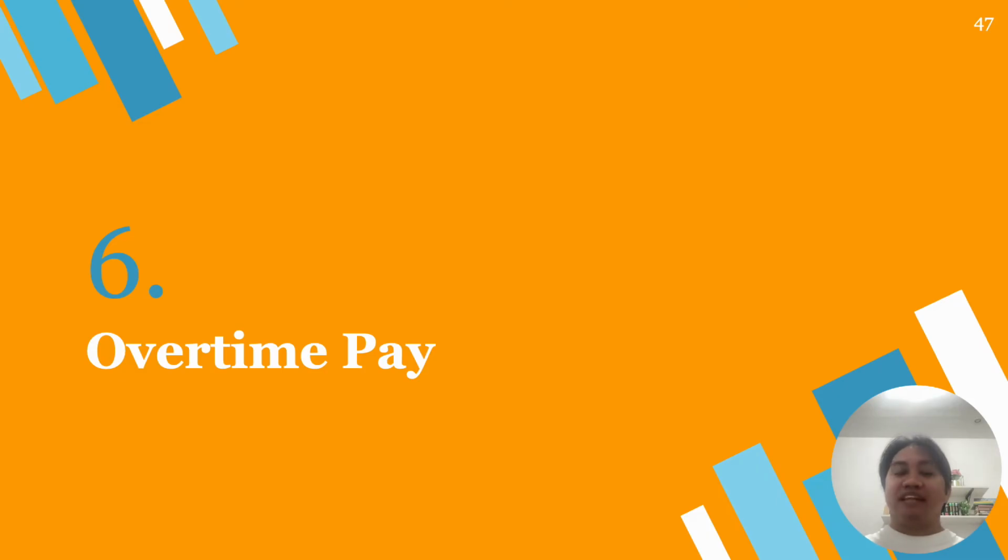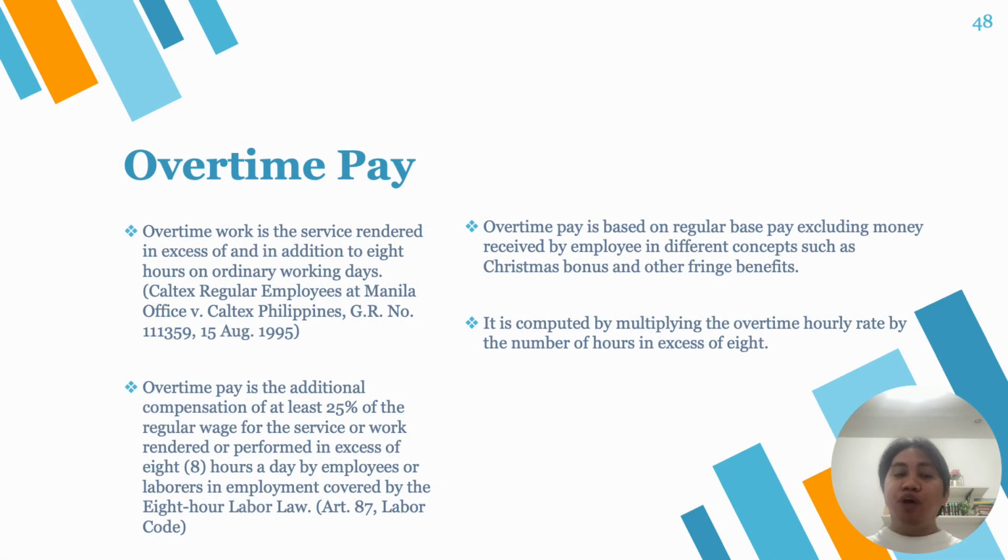Now, let's proceed to overtime pay. It refers to the normal work hours of 8 hours that we have just discussed early on. So overtime is any service rendered in excess of, or in addition to, the 8 hours of the ordinary working day. Overtime pay is the additional compensation of at least 25% of the regular wage for the service or work rendered or performed in excess of 8 hours a day by employees or laborers in the employment covered by the 8-hour labor law.